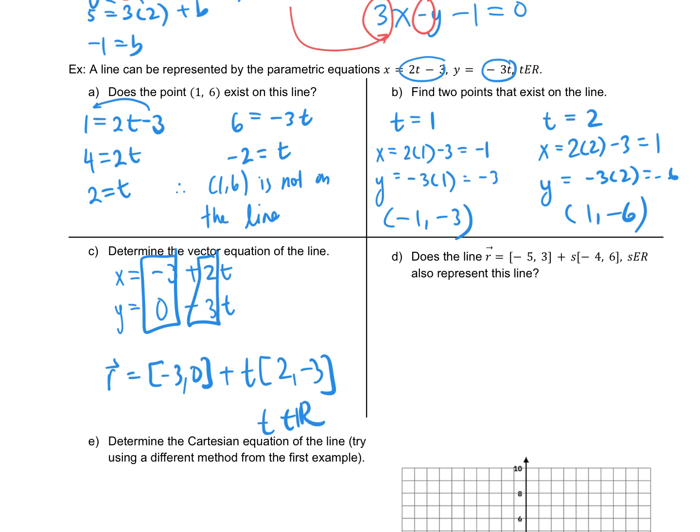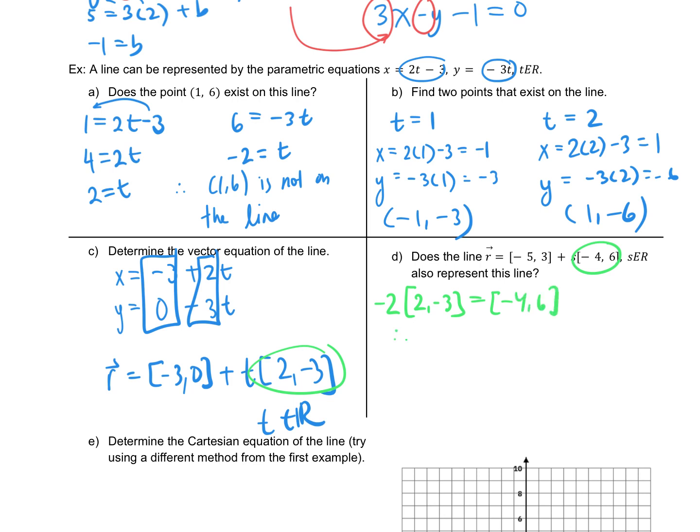Does the line (-5, 3) plus s times (-4, 6) also represent this line? Okay, well, number one, we need to check our direction vectors. If these direction vectors are collinear, then there's potential. It means the lines are parallel. That's a starting point. So can I take (2, -3) and multiply it by a scalar to get (-4, 6)? Yes, I can. I can multiply it by -2.